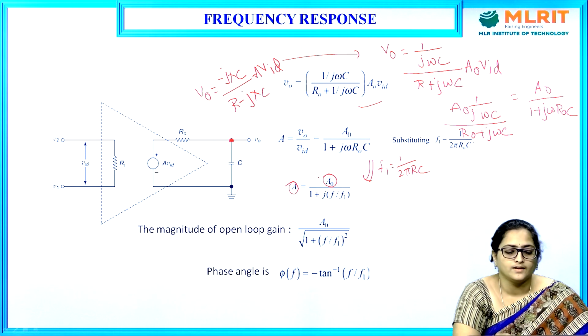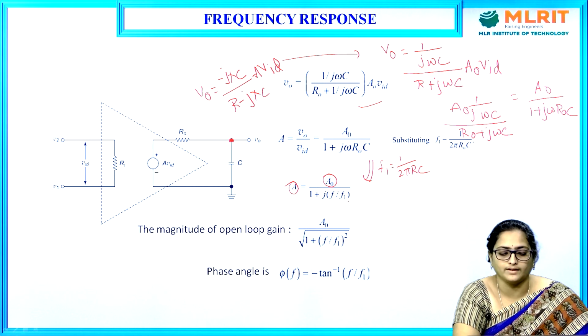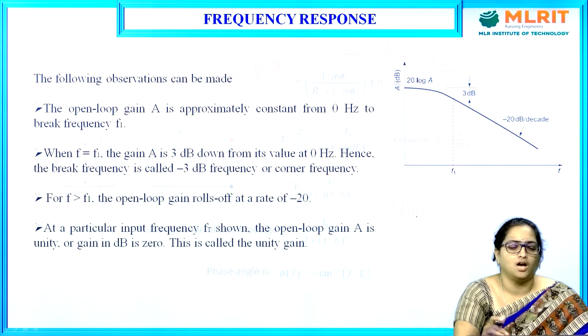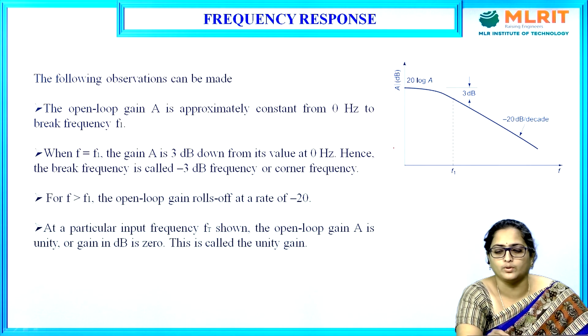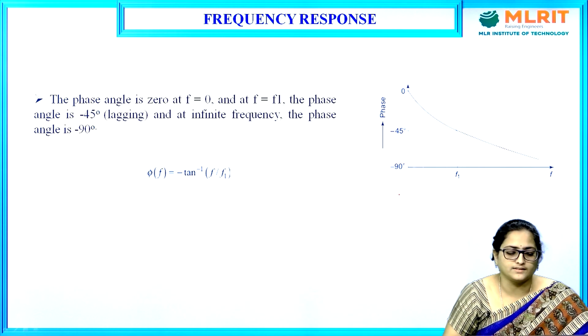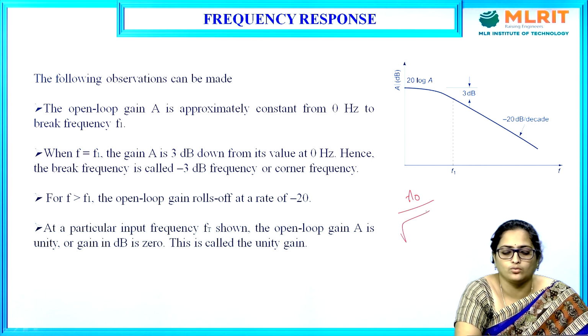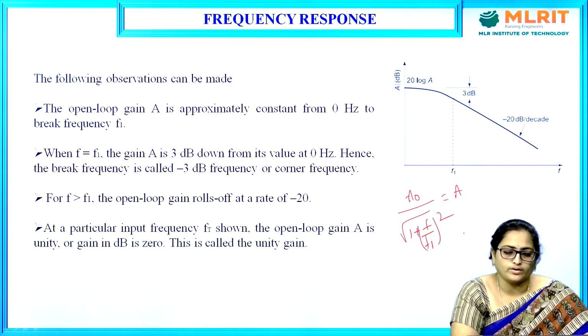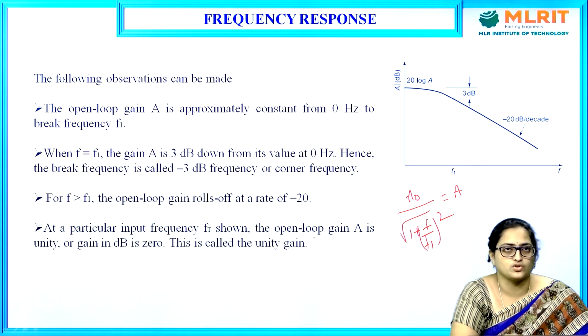loop gain. The magnitude of the open loop gain is given as A0 by root over 1 plus F by F1 whole square, and the phase angle is given as minus tan inverse of F by F1. How will the frequency response be between the frequency and the gain? We got the expression A0 divided by root over 1 plus F by F1 whole square as the gain equation, the magnitude of gain equation, which we have derived from the equivalent circuit. From this equation, we have made the following observations.